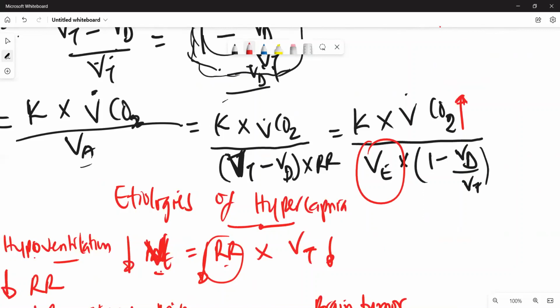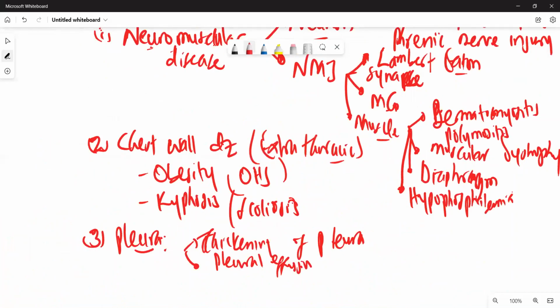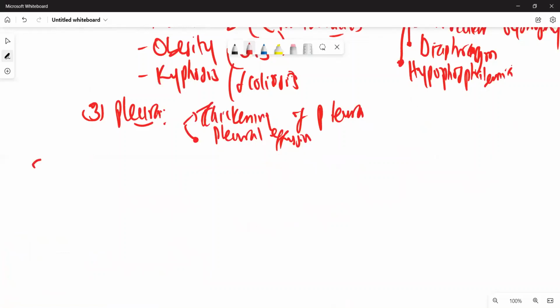So the next one we're going to talk about is increased dead space, right? If the dead space is increased, that will also increase the partial pressure of carbon dioxide. So increased dead space will be our number 2 group, of course.